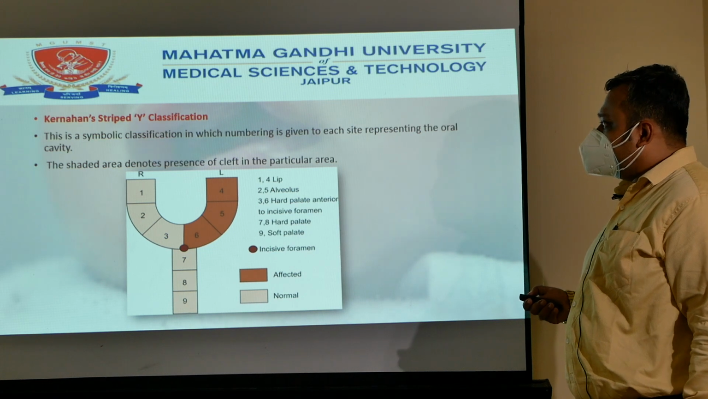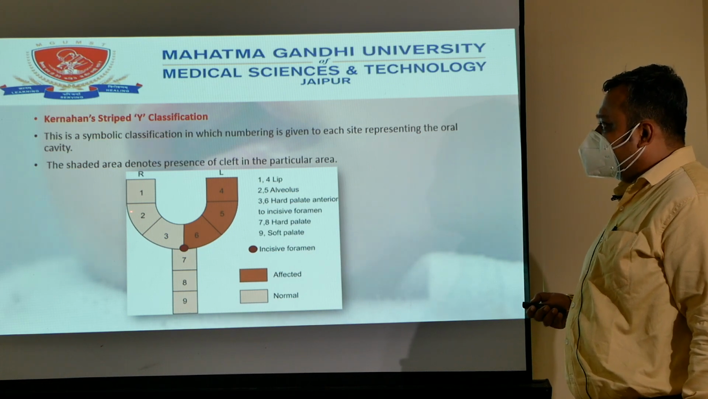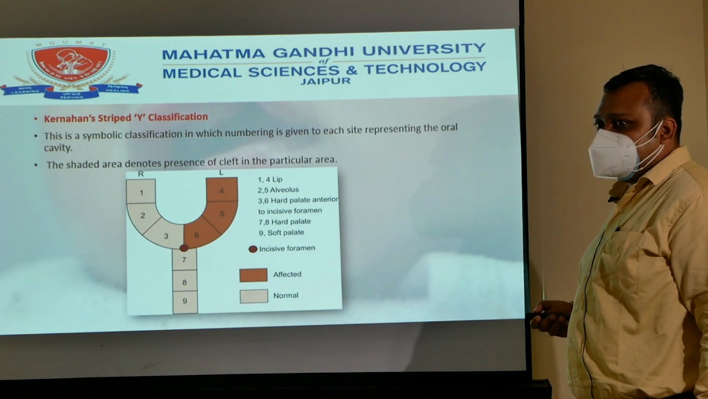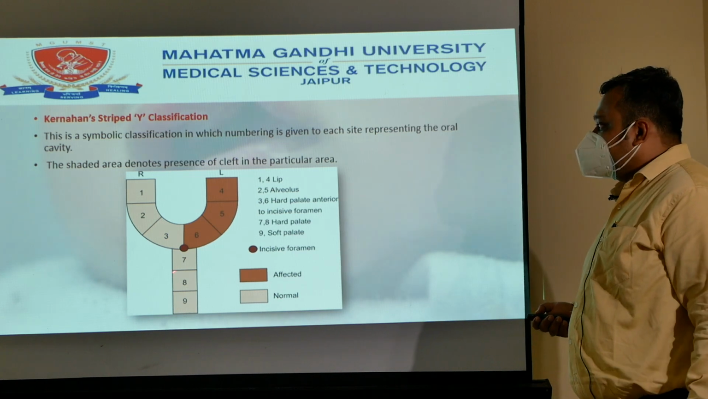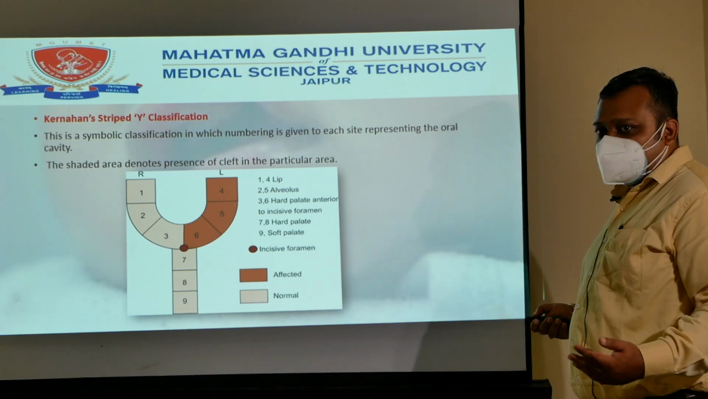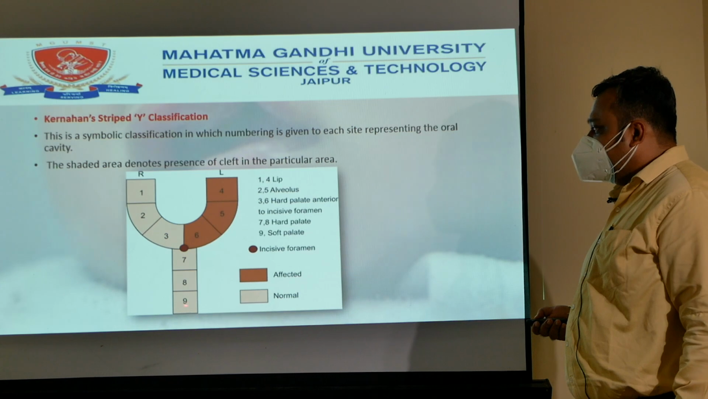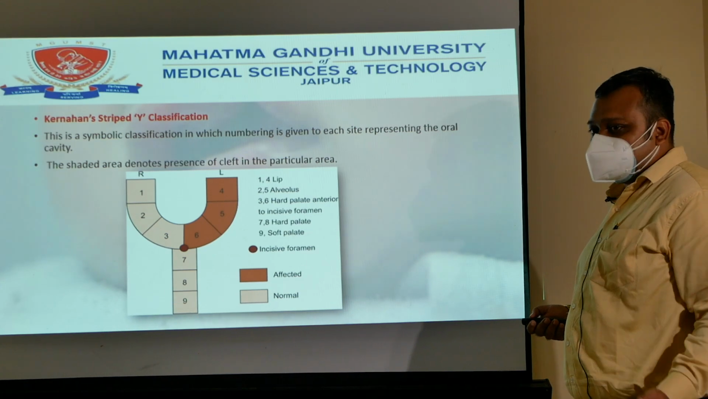According to the labeling, 1 and 4 represent the lip, 2 and 5 represent the alveolus, 3 and 6 represent the hard palate which is anterior to the incisive foramen, 7 and 8 represent the hard palate behind the incisive foramen, and 9 is the cleft of the soft palate.